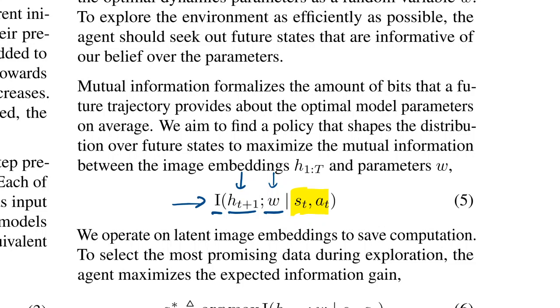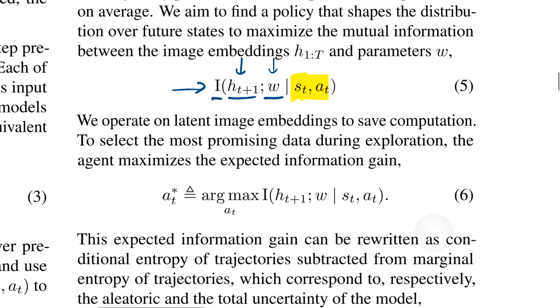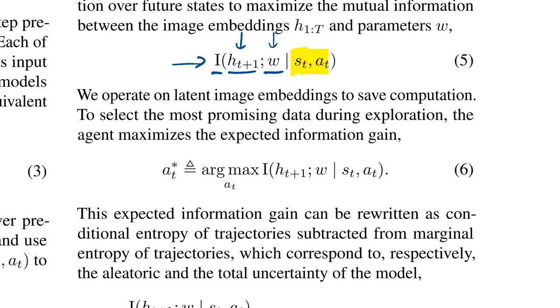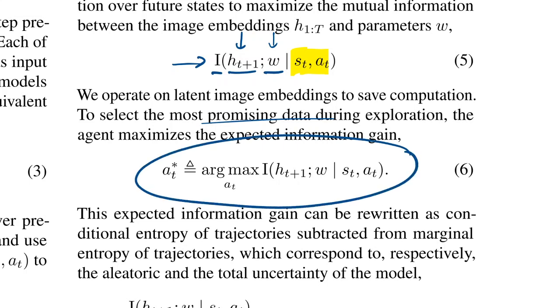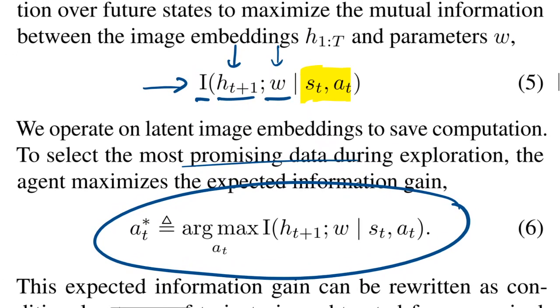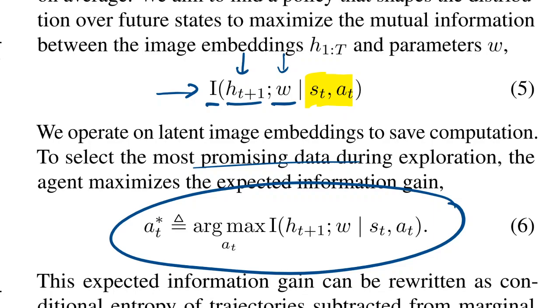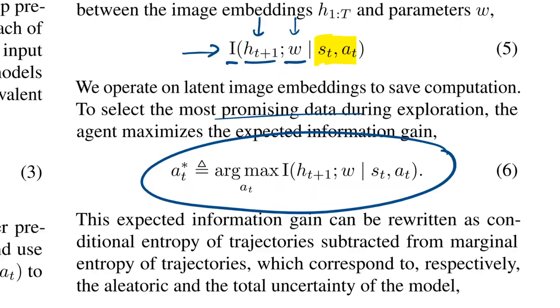If this is really low and I have a good world model, then I should be able to predict the next state really well. And this they say, okay, selecting the most promising data during exploration, we want to select the action that maximizes this information gain. So the more the mutual information here, we want to select the action that maximizes that.